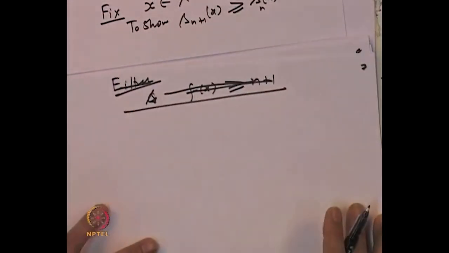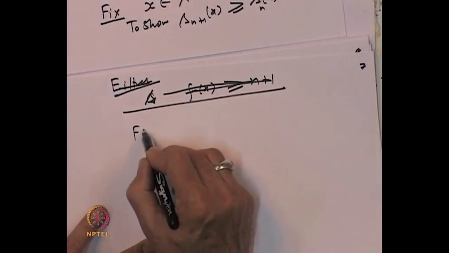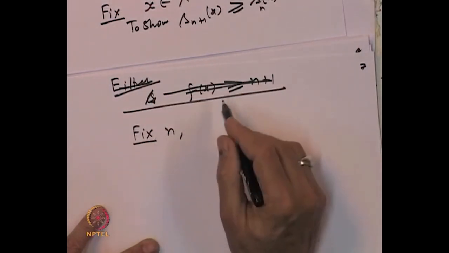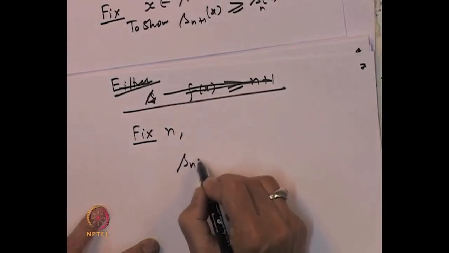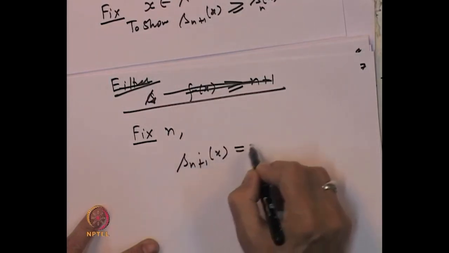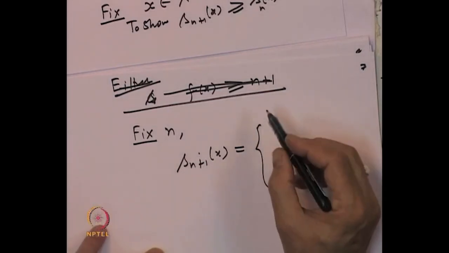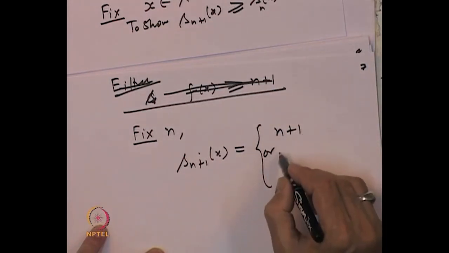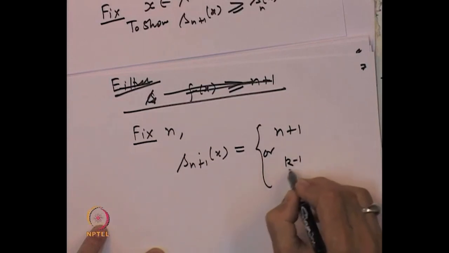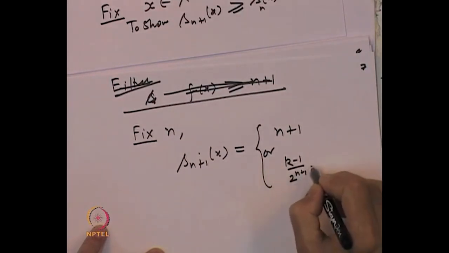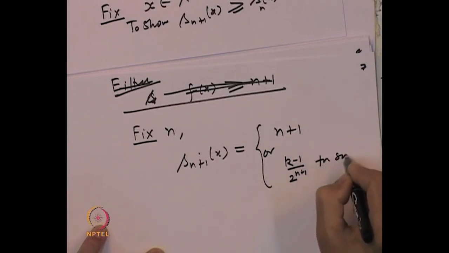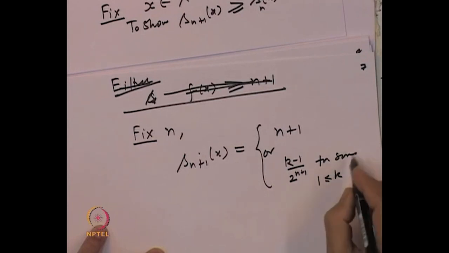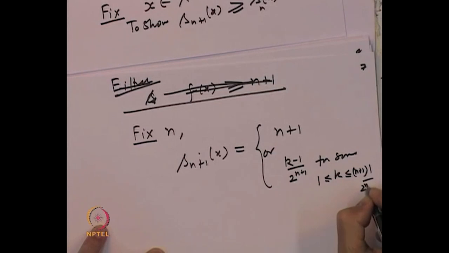Okay. So, to prove the increasing part, let us fix n, right. So, we want to look at S n plus 1 of x, say, that is going to be dependent upon whether... So, either it is n plus 1 or it is going to be some k minus 1 over 2 to the power n plus 1, for some k between 1 and n plus 1 times 1 over 2 to the power n plus 1.